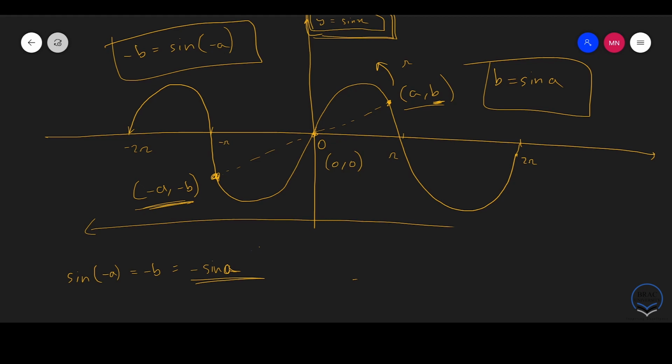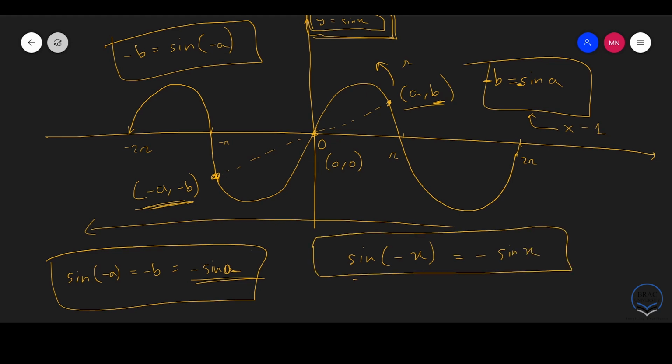Now, why is it minus sine of a? Well, if I just multiply this equation on both sides by minus 1, we will just get minus b, which is equal to minus sine of a. So sine of minus a will be equal to minus sine of a. So I can write this as sine of minus x will be equal to minus sine of x. So now I have reached this equality. This will be also an example of a trigonometric identity. So this is a trigonometric identity. Right, and this holds for all values of x.